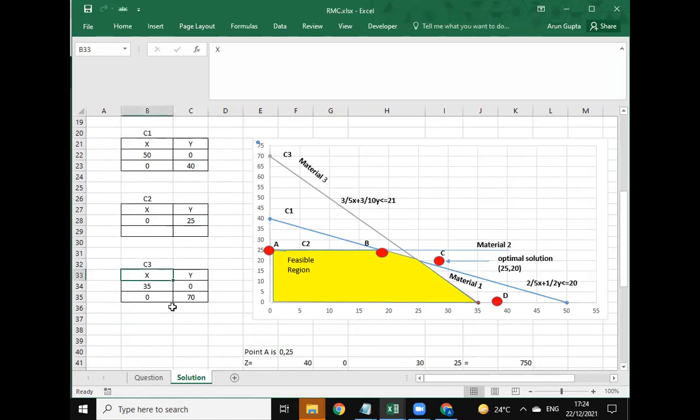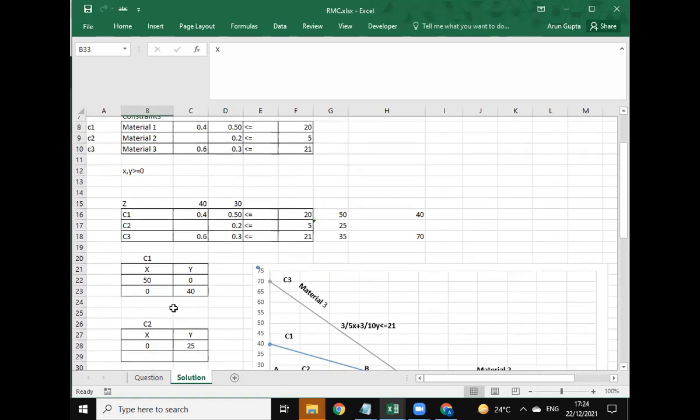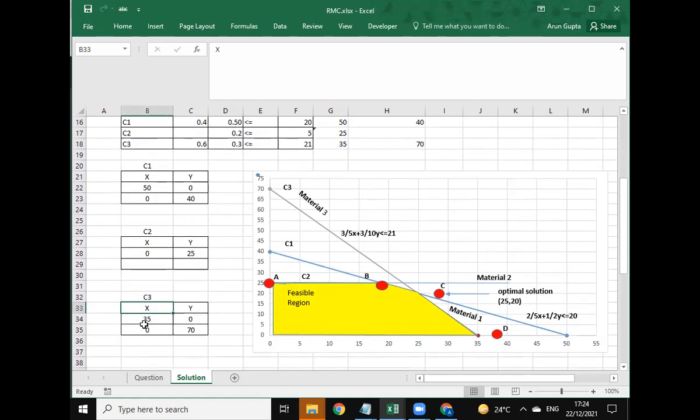Again, for the third material constant, we have taken the value of 35 as x and y equals 0. So this is the 35, 0 and 35 points plotted here. And for the y value, 70 is plotted here, the 0 and 70. So these three points have been depicted here, that is C3, C2, and C1.